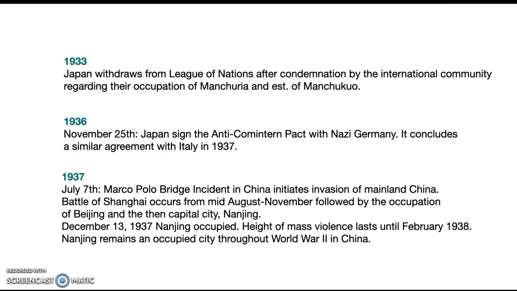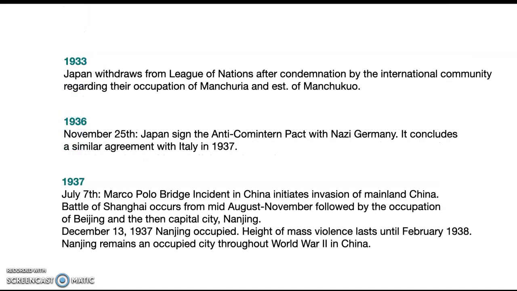Italy in 1937. In 1937 was the Marco Polo Bridge incident in China, which initiates an invasion of mainland China by the Japanese. The Battle of Shanghai occurs from mid-August to November, followed by the occupation of Beijing and then the capital city, Nanjing. On December 13th, 1937, Nanjing is occupied.